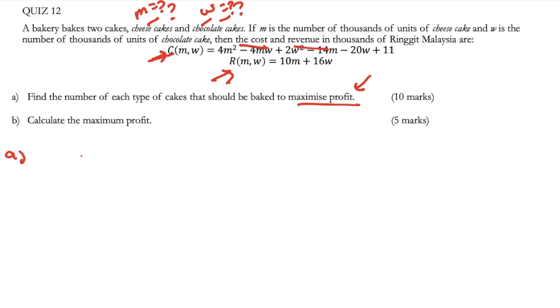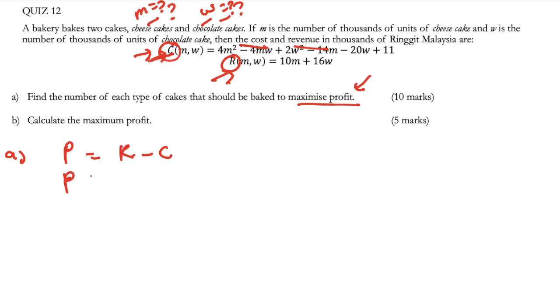I'm answering question A. You know that profit is actually revenue minus cost. So this one is cost, this one is revenue. So be careful, because if you interchange it, you think that this one is revenue, this one is cost, then the whole thing will be wrong. Okay, find the profit function.